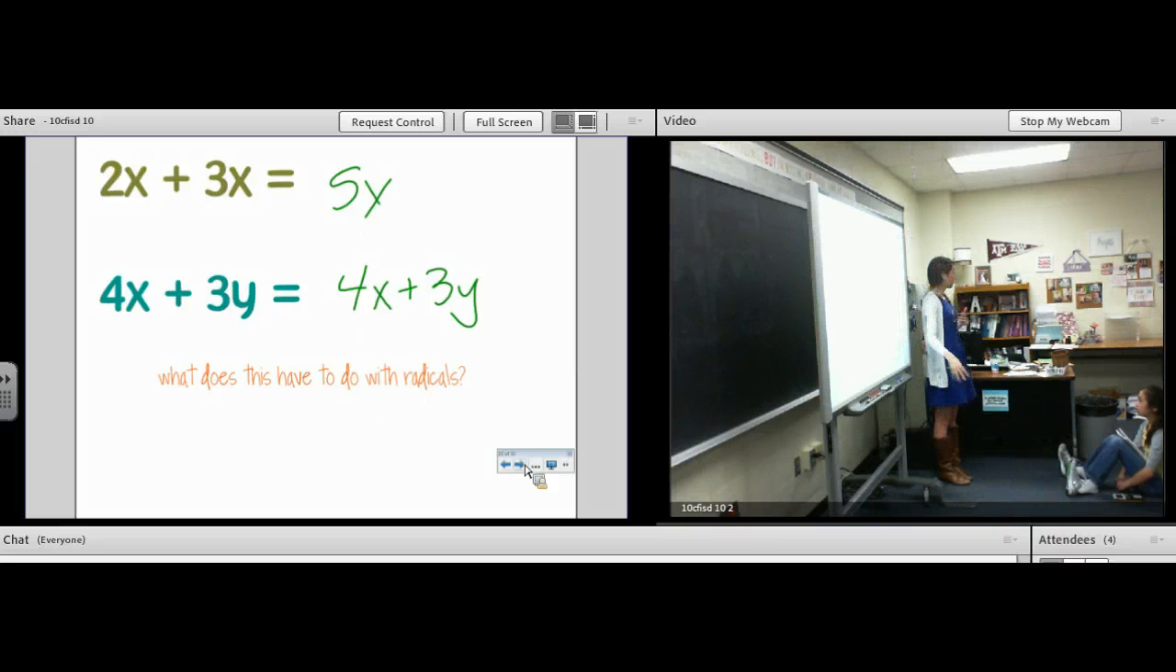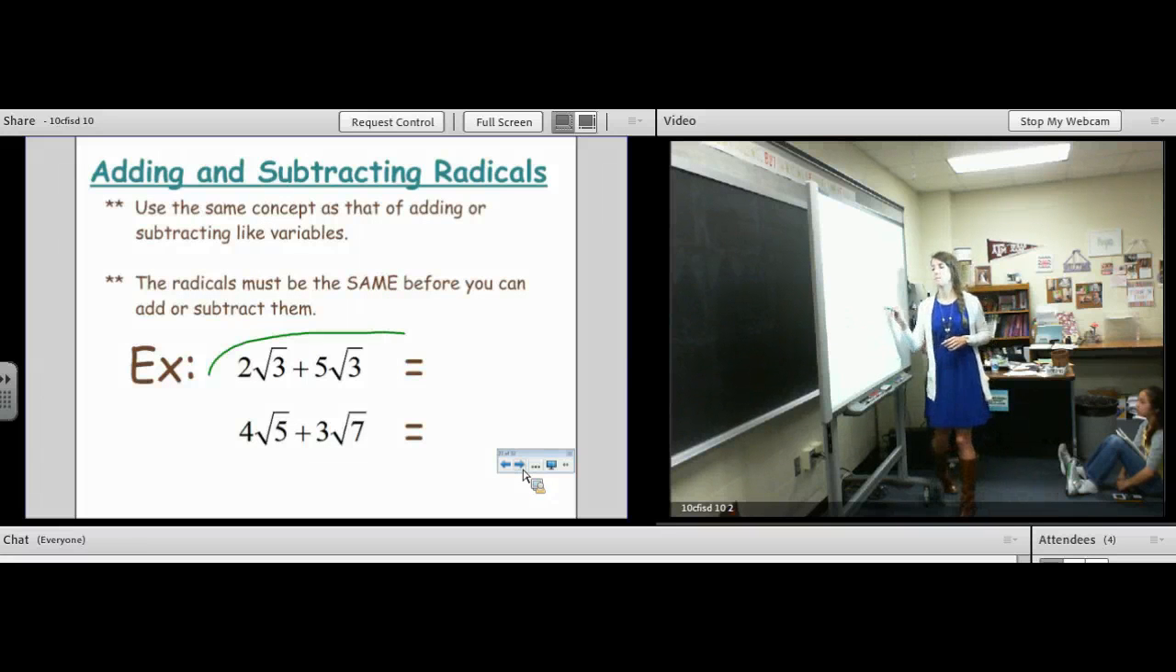Guess what? These rules apply to radicals as well. You can only add like radicals. So, take a look at 2 root 3 plus 5 root 3. Are those like terms? Yes. And what is it? 7 root 3. Is it 7 root 6 or is it 7 root 3? 7 root 3.